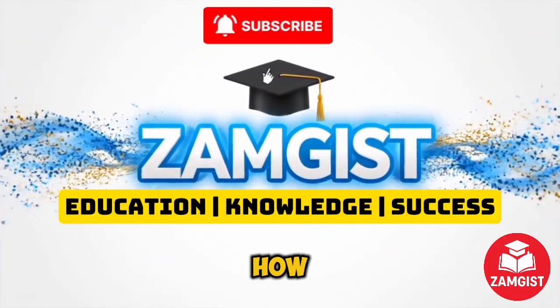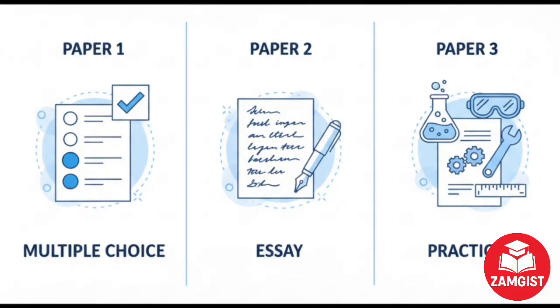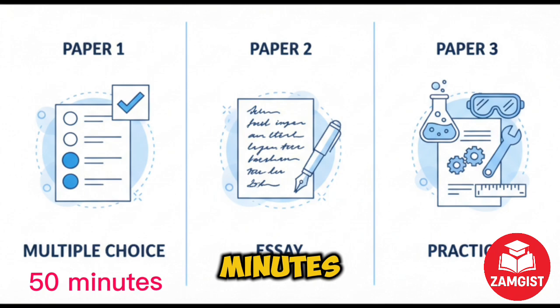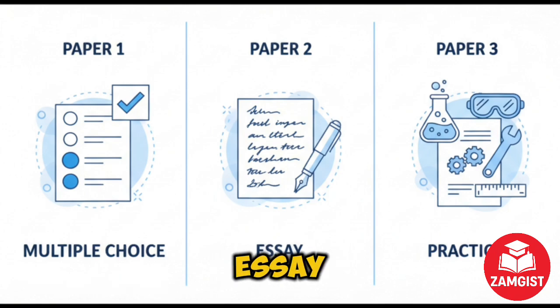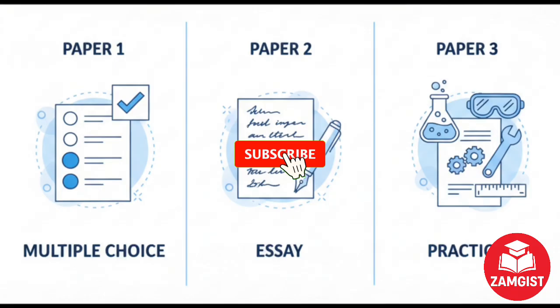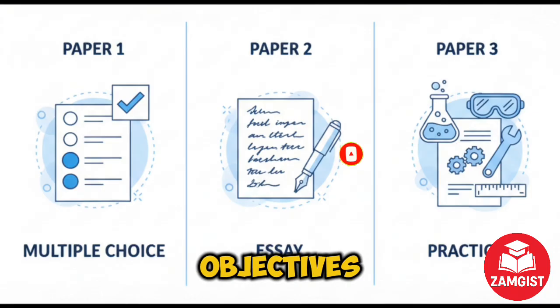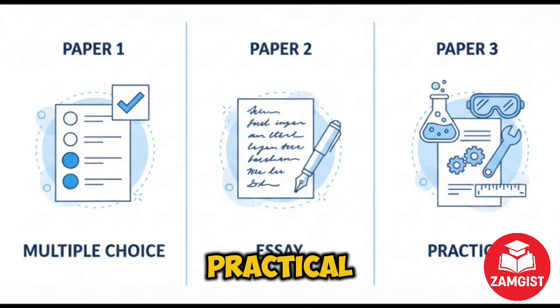First, let's understand how WAEC Biology is set. There are 3 papers. Paper 1 is 50 objective questions to be answered in 50 minutes. Paper 2 is essay and structured questions, lasting 1 hour 40 minutes. Paper 3 is the practical exam, lasting 2 hours. This means you must prepare for objectives, essay writing, and practical skills.